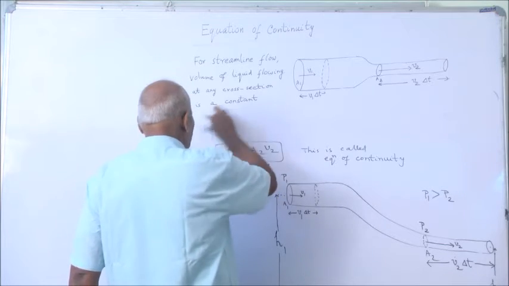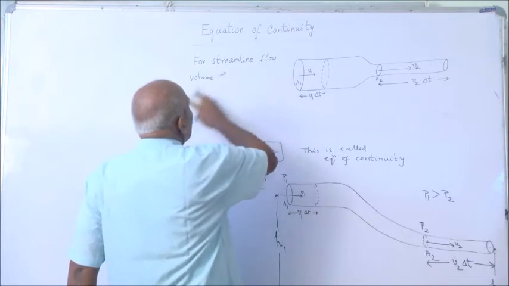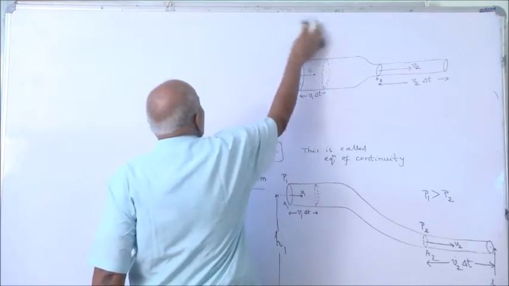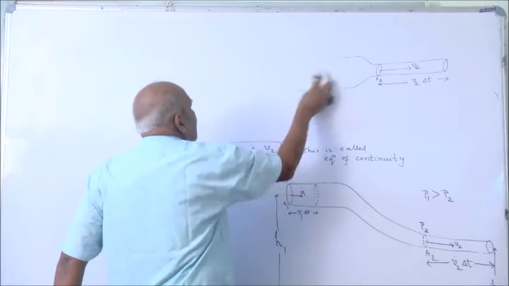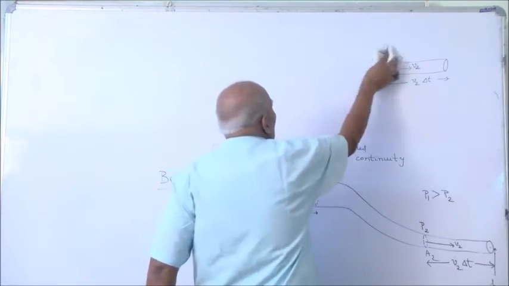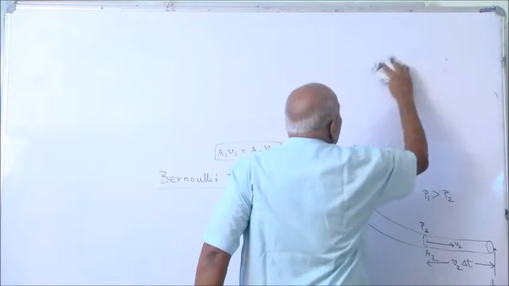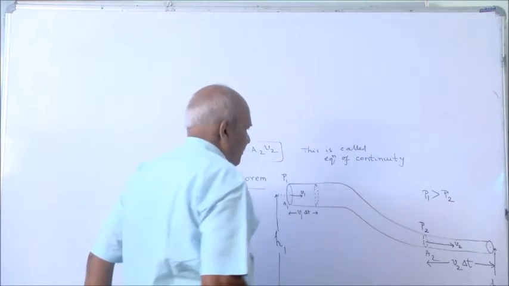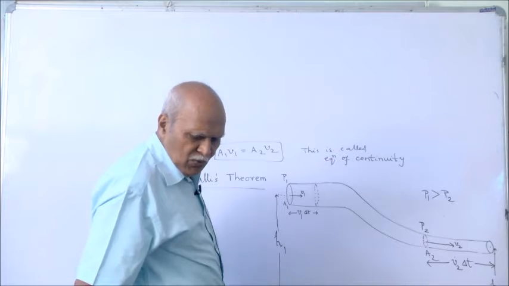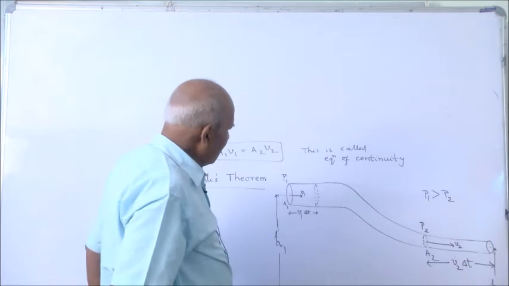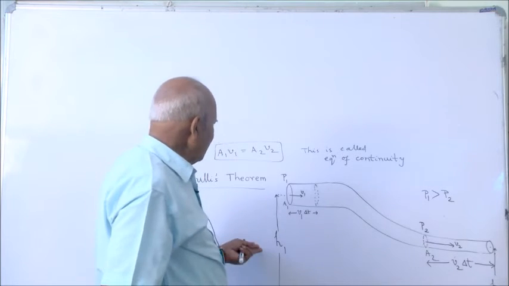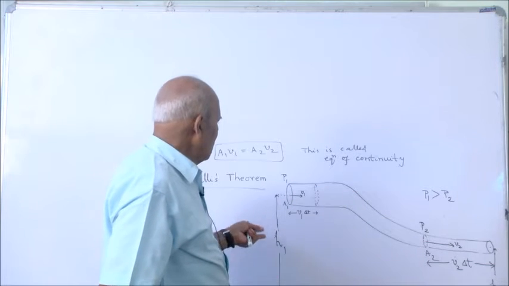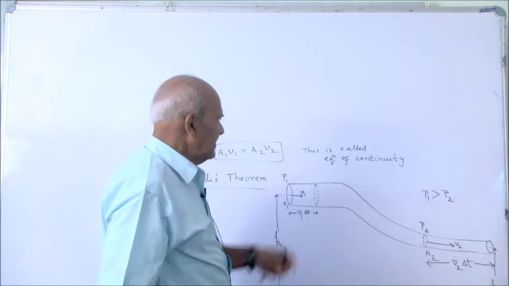So, Bernoulli's theorem is actually a principle of conservation of energy applied to this type of situation where the height of one tube is more than the height of the other tube. It may be less also, this side less, that side more, as given in the NCERT book.